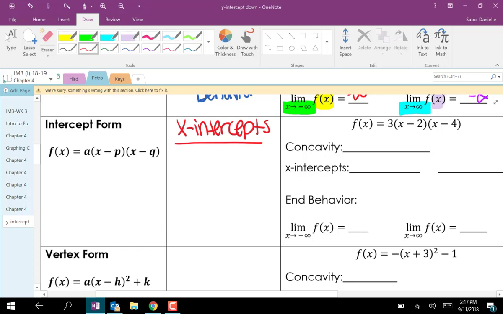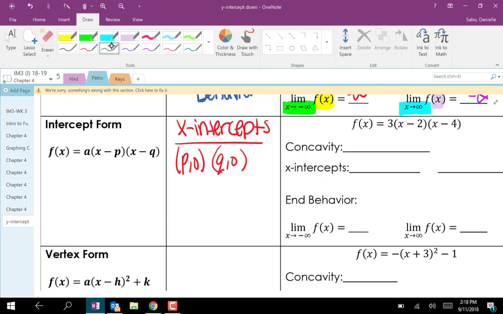So standard form is your y-intercept, intercept form is your x-intercepts. Just like when we were talking about vertex, if it's in parentheses, it's always going to be the opposite sign. Just for the sake of notes, it's going to be P comma 0 and Q comma 0, based off of our form here. Now, if this was a positive P, it'd be negative P. It's always the opposite.